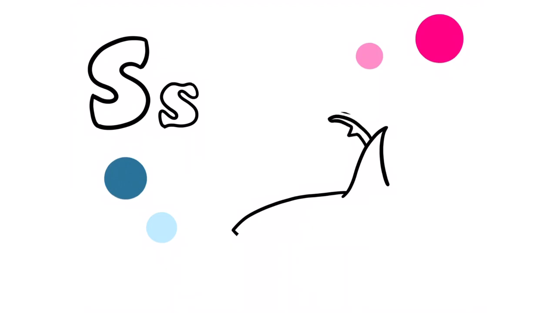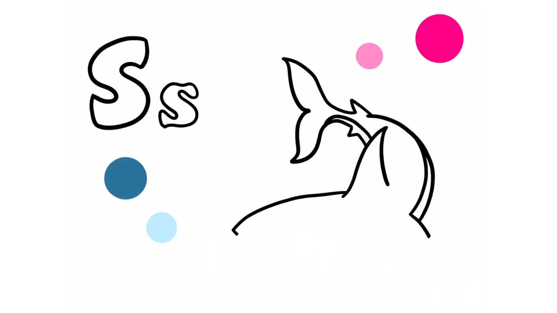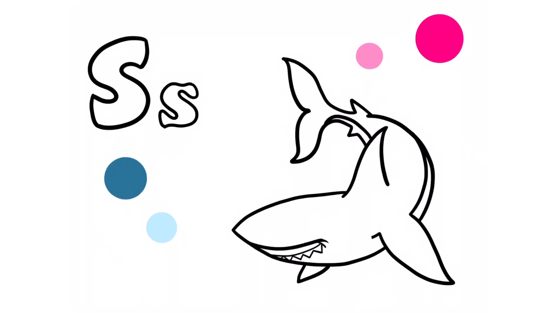Capital letter S. Lowercase s. Let's draw a shark. Did you know that sharks are actually fish? They look different, but they are fish with really big and sharp teeth. Fun facts! They have an incredible sense of smell, even better than dogs. Unlike most fish, sharks do not have bones. Isn't that interesting? They are excellent swimmers.